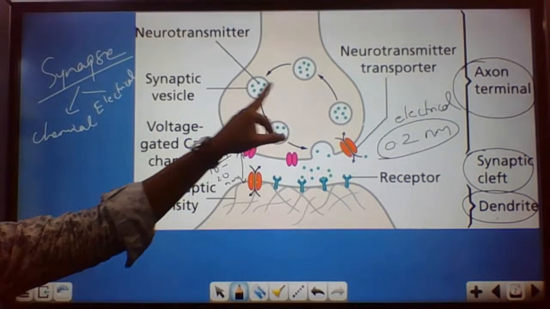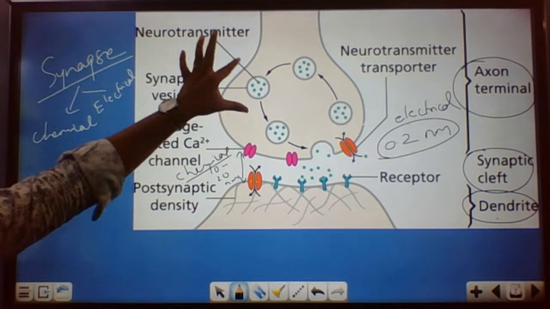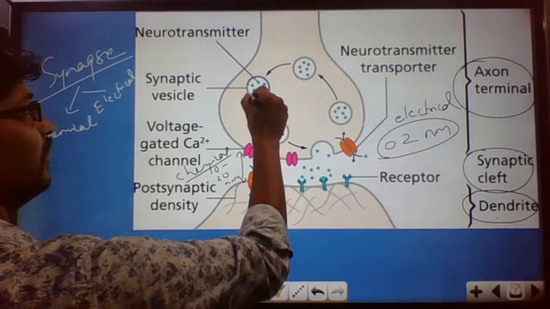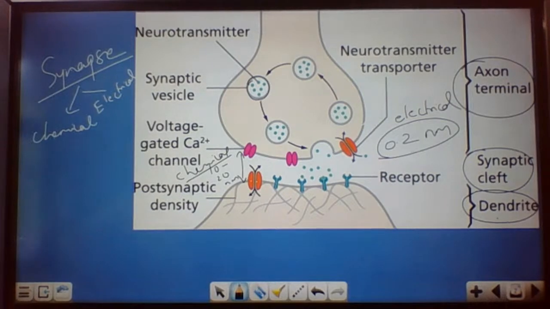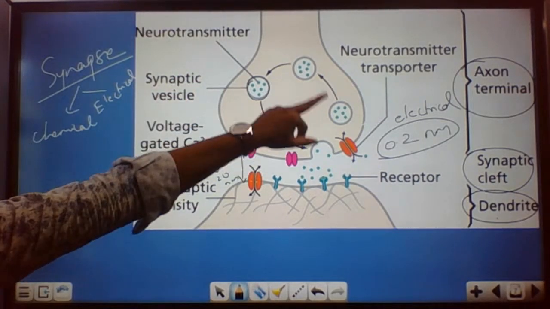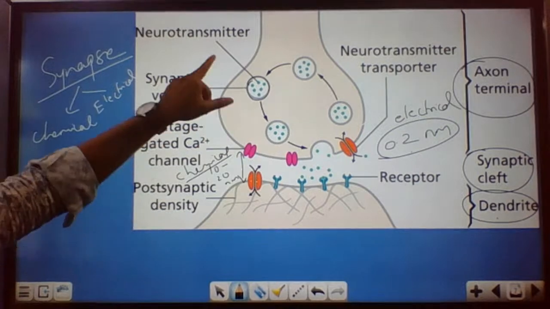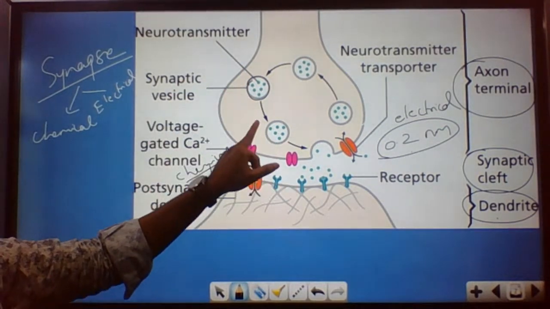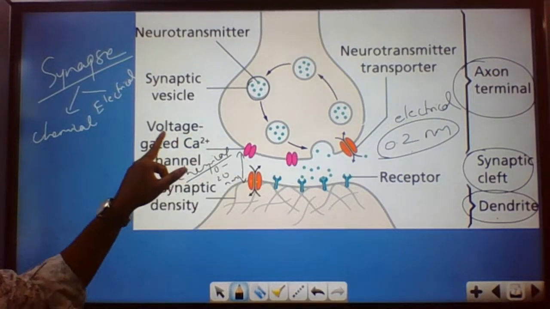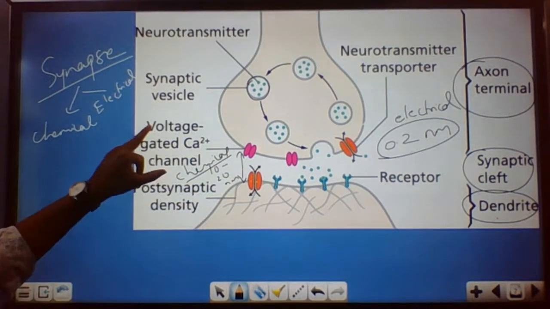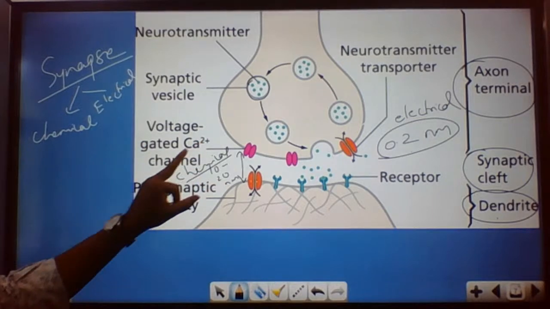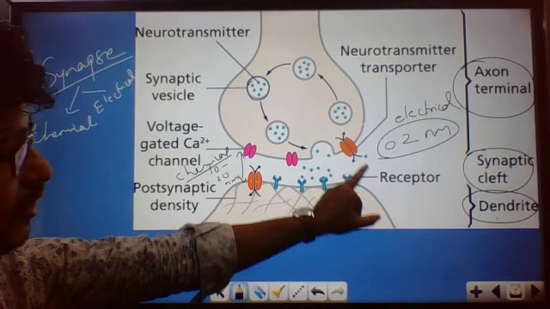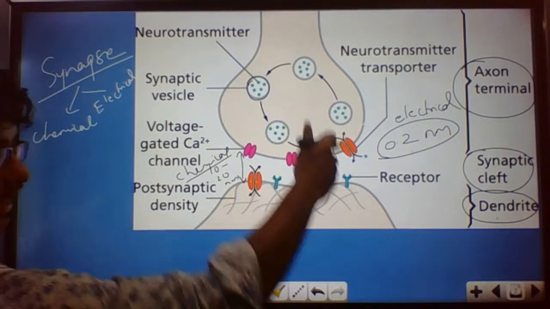When we talk about the structure of the synapse, you could see the axon region, the axon terminal, and the vesicles. These we call synaptic vesicles. Synaptic vesicles are formed inside the axon and consist of the neurotransmitter. These vesicles fuse with the membrane of the axon, which has voltage-gated calcium ion channels, and because of these calcium ion channels, the neurotransmitters can be released.